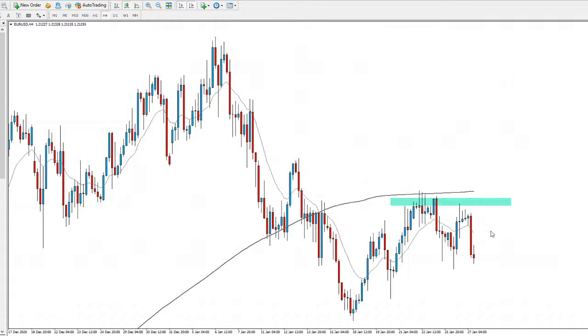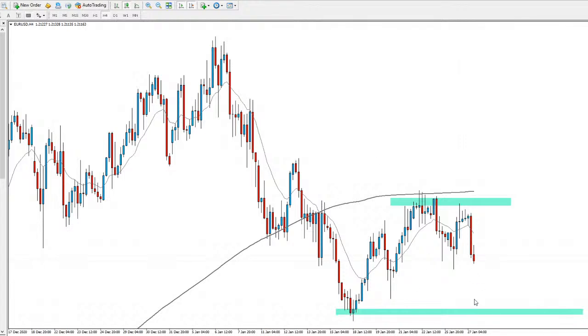Euro USD still looking bearish here again. Numerous wicks in that area, so price might find a little bit of support in that area, but I do think we could be on our way to the downside to go and test this level here for Euro USD.